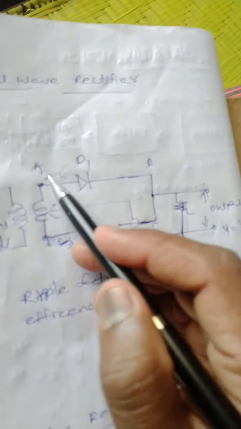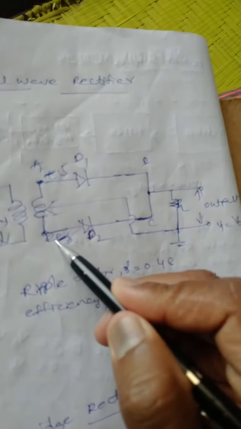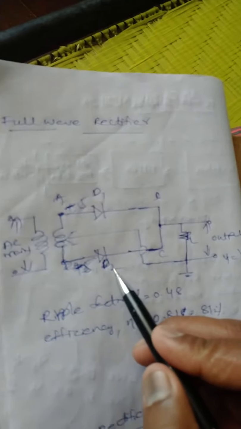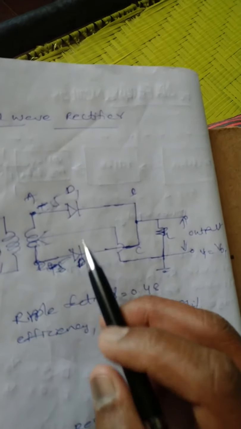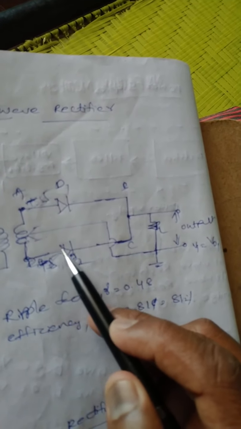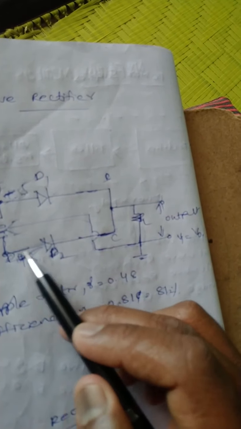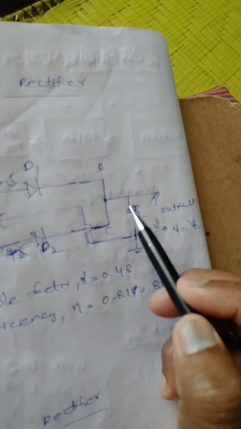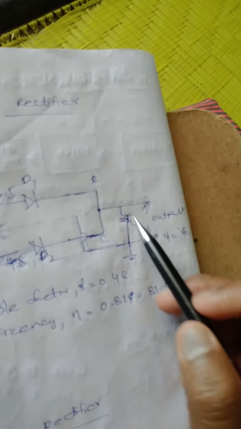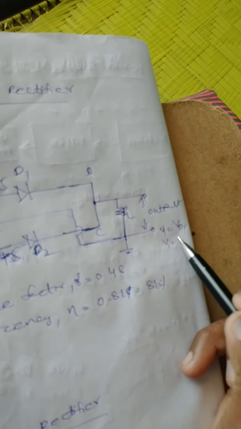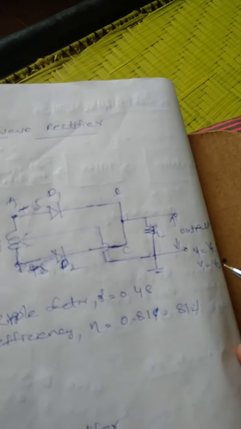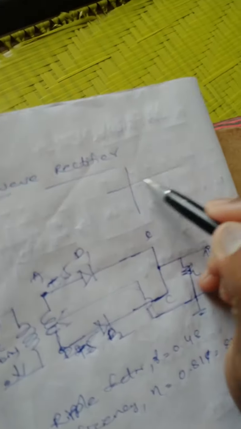For negative half cycles, here minus 5 will come and here plus 5 will come. Diode D1 is reverse biased and D2 is forward biased. Now the path will be like this, and the current flows through the circuit. There will be a voltage across this circuit, that is VO2. So for the positive half cycle we get VO1, for the negative half cycle we get VO2. Hence for full wave we are getting the output.